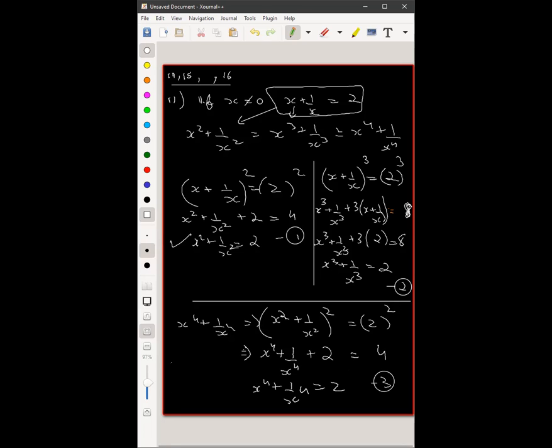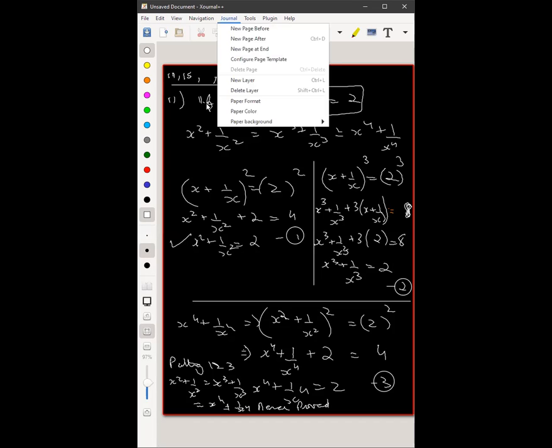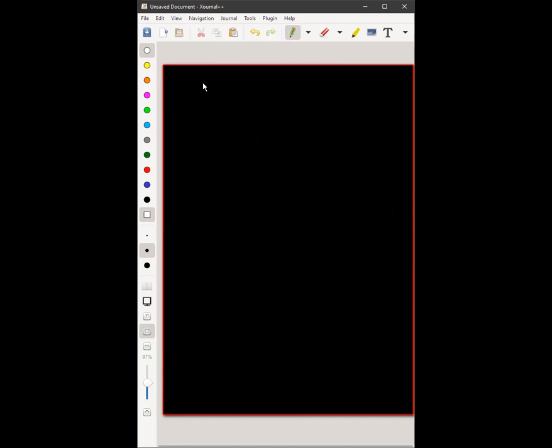Putting 1, 2 and 3 together, we see x squared plus 1 upon x squared is equal to x cubed plus 1 upon x cubed, which is equal to x4 plus 1 upon x4. You're getting confused, Sarah, in the identities. Okay, Sarah, if you get confused, take our base. We have a plus b. All of you pay attention here.